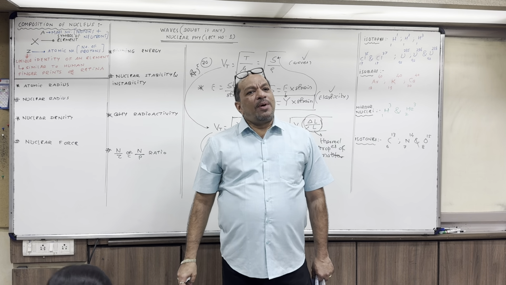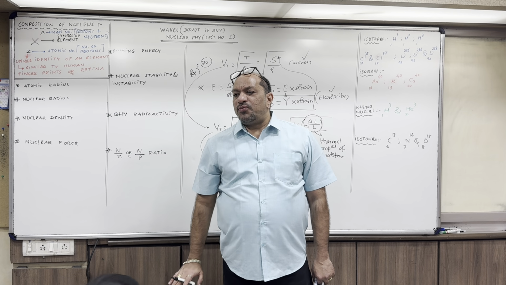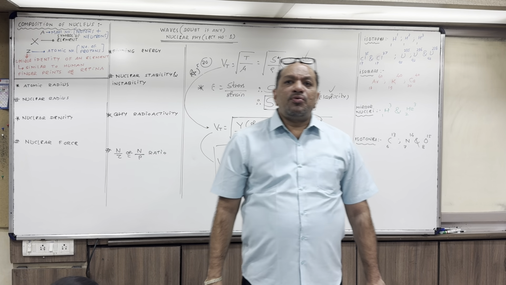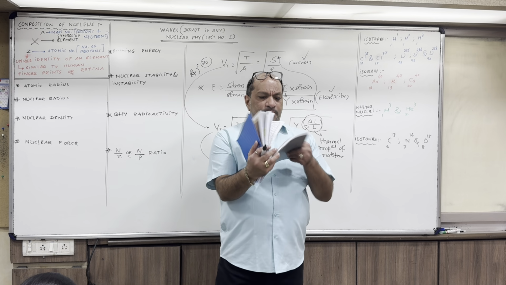So frequency उल्लू बनाने के लिए दिया है. It is power upon 4 pi r square. So it is power upon 4 pi into distance square.